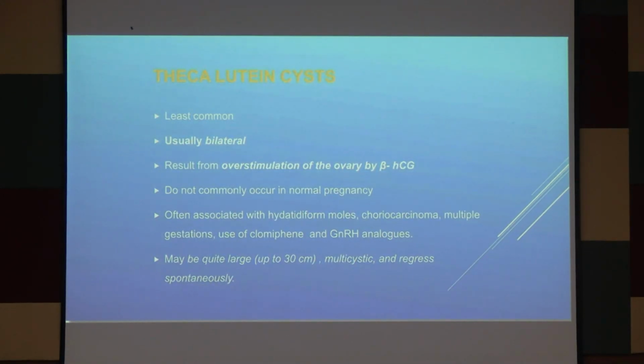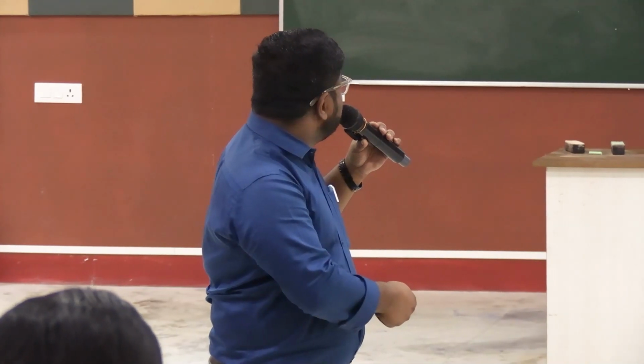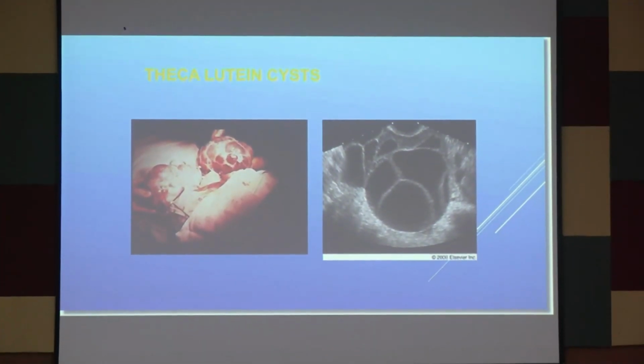The last one is a theca lutein cyst. These occur in H moles, in multiple pregnancy, and when pregnancies are induced with clomiphene and GnRH. It looks like this. These are very large, multiloculated cysts and contain fluid enriched in beta HCG.